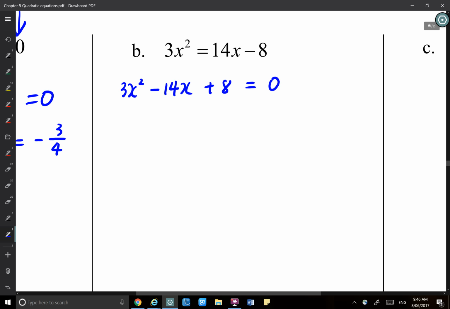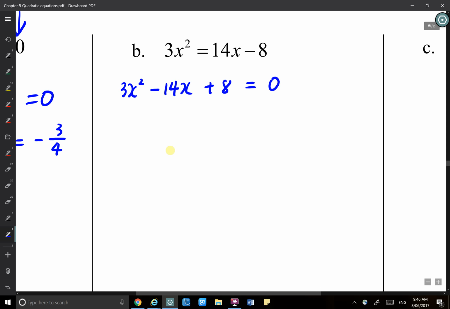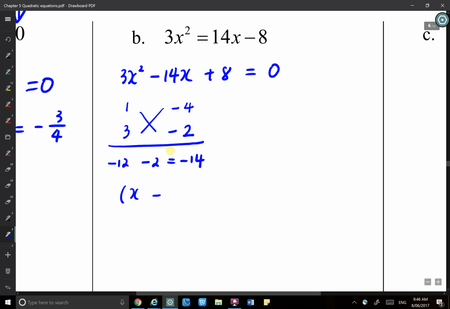Now what I need to do is, can we really factorize that? Well, I have 1, 3, 8. Okay, 8 is 4 and 2. I need a negative 14, so minus 12 minus 2 is minus 14, which is good. So I have x minus 4 times 3x minus 2 equals to 0.